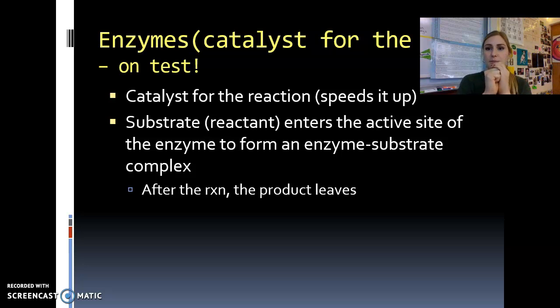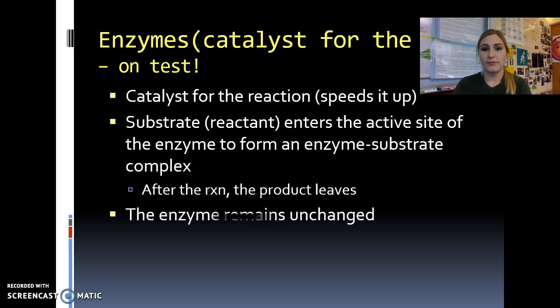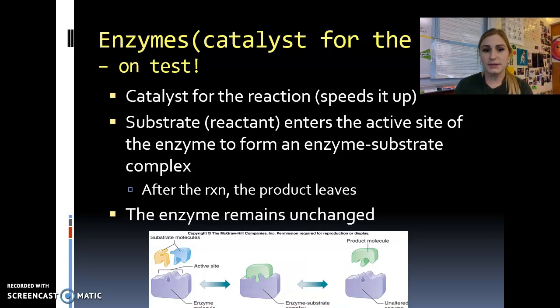After it, let's say that it breaks apart, talking with my hands now. It's going to leave the reaction, but the enzyme is still there and intact in order to do that reaction all over again. So after the reaction, the product leaves. The enzyme remains unchanged. It's still there. And so this is an example of the enzyme-substrate complex and then it leaving.